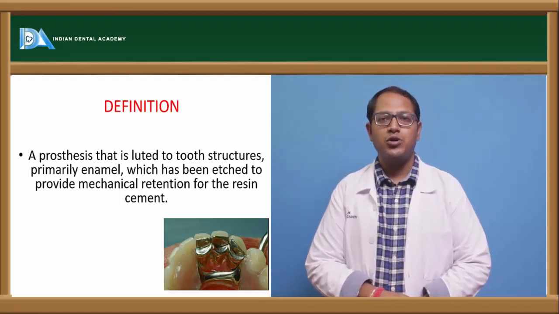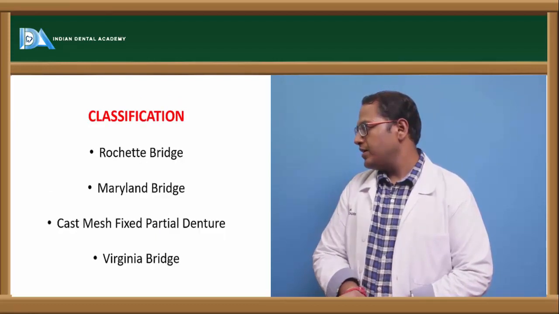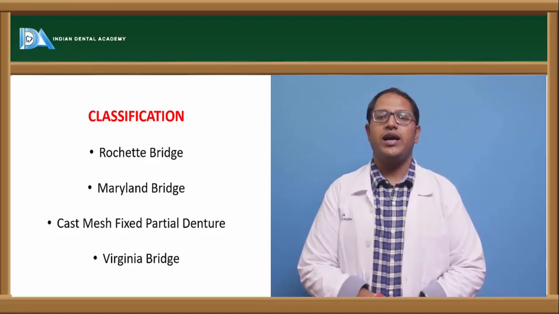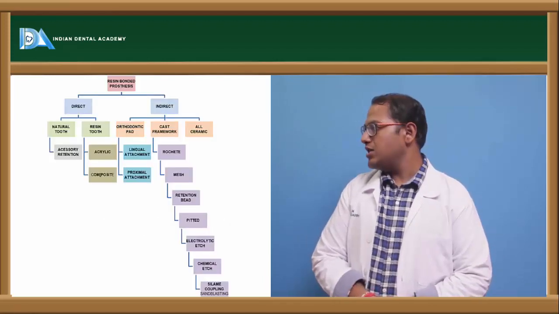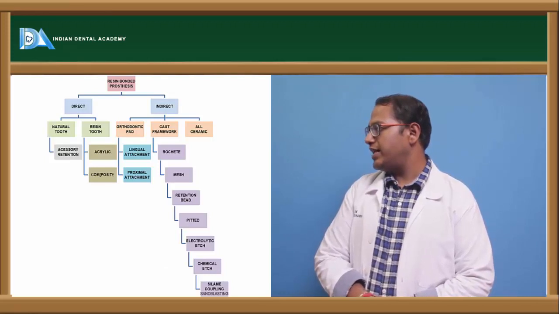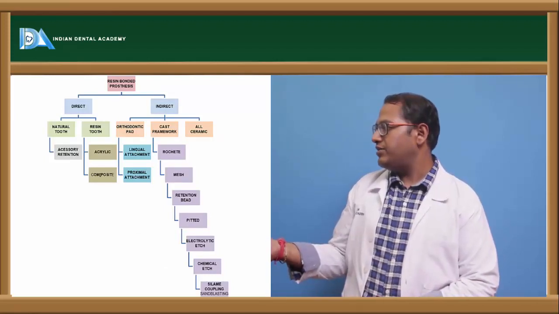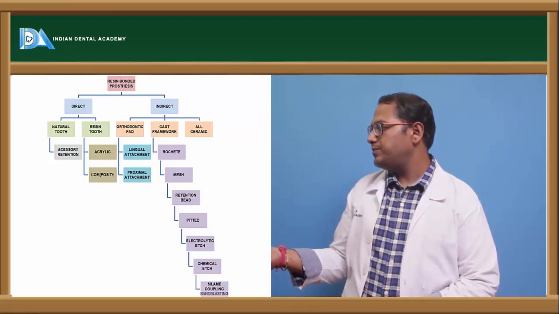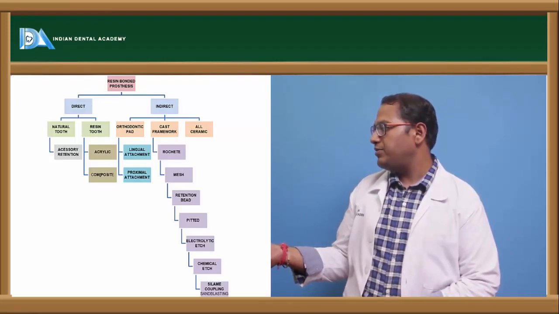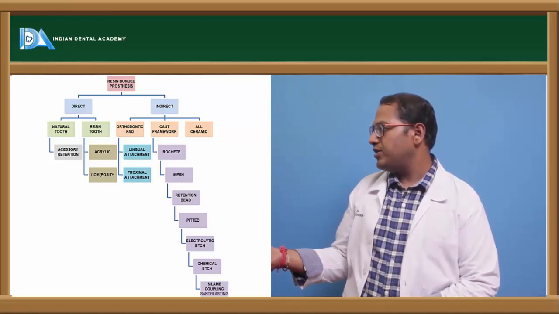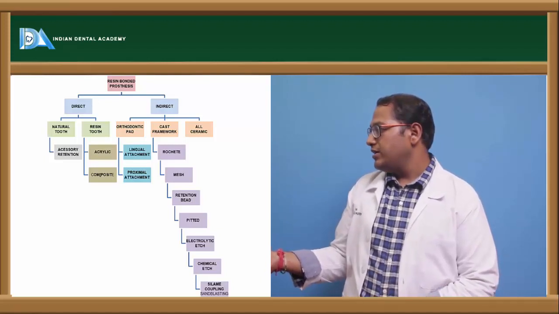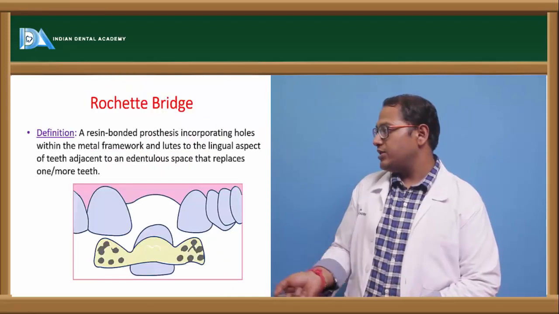Classification of resin bonded prostheses: we have the Rochette bridge, the Maryland bridge, cast mesh fixed partial dentures, and Virginia bridges. So there is a long list of resin bonded prostheses, direct and indirect. We have natural teeth and resin teeth that we can use. Accessory retention can be with the help of acrylic or composites, that is lingual attachment or proximal attachment with orthodontic pads. Cast frameworks like Rochette, mesh, retention bed. We have all ceramic as well as resin bonded.